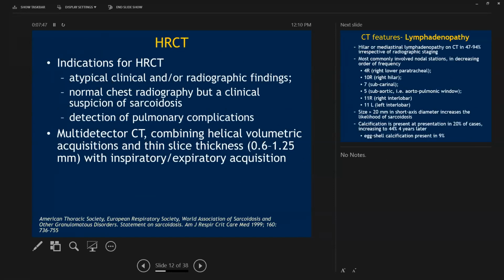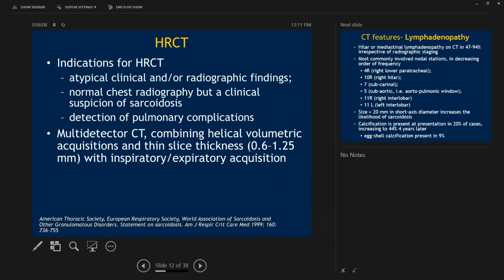Now let's go over to CT, particularly HRCT. Indications for HRCT in the context of sarcoid. I got this from the ATS guidelines. This is an older ATS guideline. I looked at the most current ATS guidelines, and I couldn't find any mention of indications. Now, if I'm missing something, please let me know. I'll be glad to make the changes.